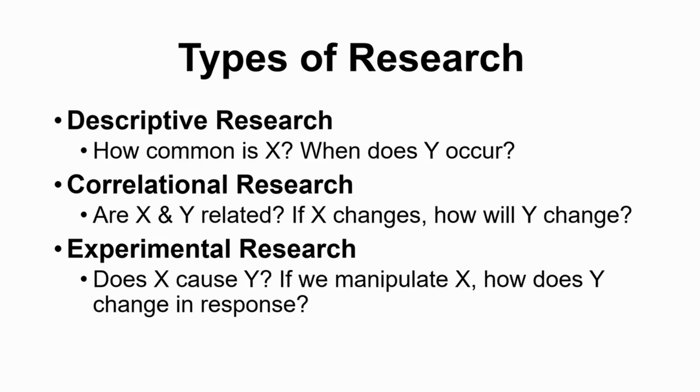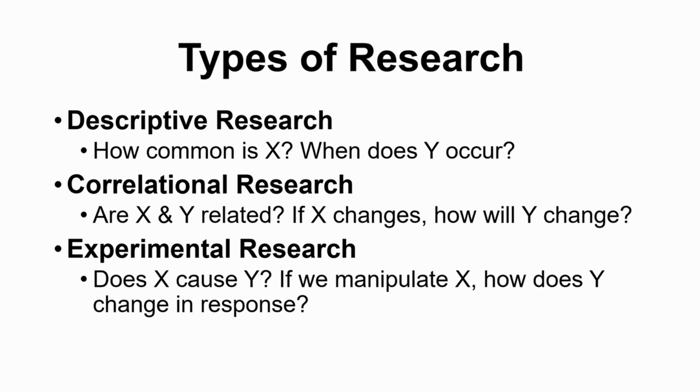We're going to talk about 3 types of research: descriptive research, correlational research, and experimental research. So descriptive research is describing how common something is or how often something occurs. Next, for correlational research, we're looking at the relationship between 2 measured variables. So if X changes, how does Y tend to change?